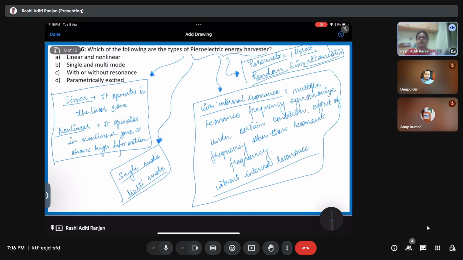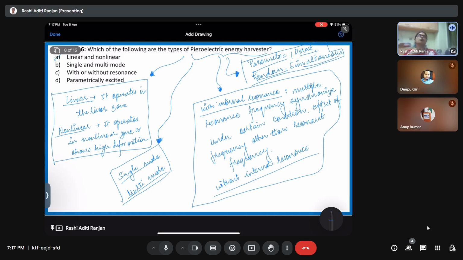Okay, so now if we come on to the options that are given, we have: which of the following are the types of piezoelectric energy harvesters. So first is linear and non-linear. Yes, this is the correct option because on the basis of what amount of deformation our harvester is showing, it could be characterized as a linear piezoelectric energy harvester or the non-linear piezoelectric energy harvester.